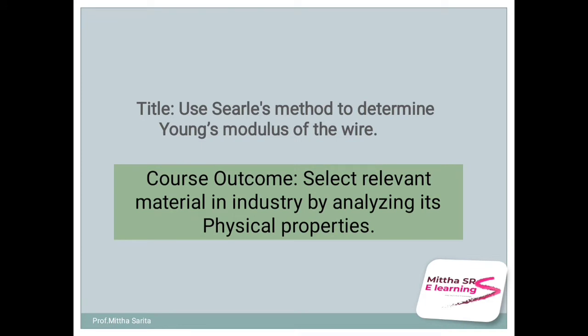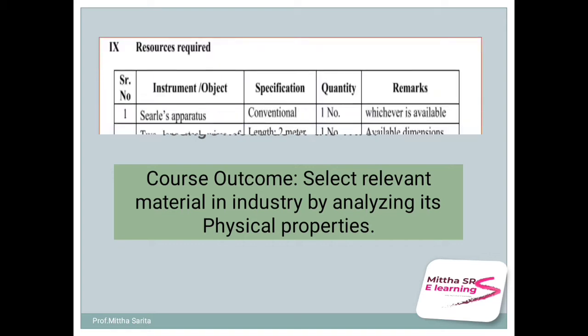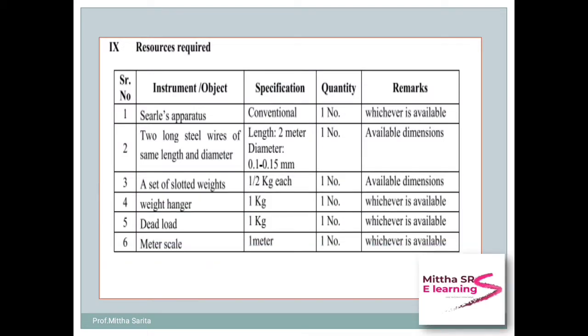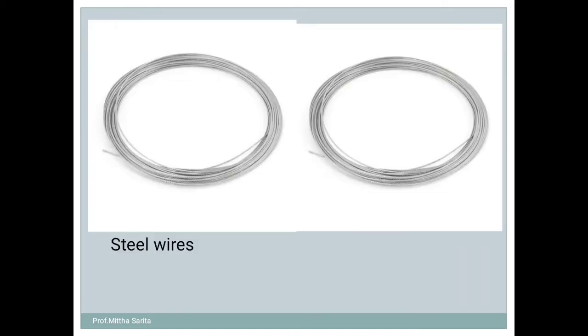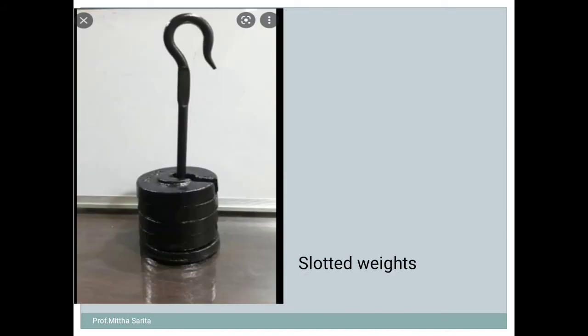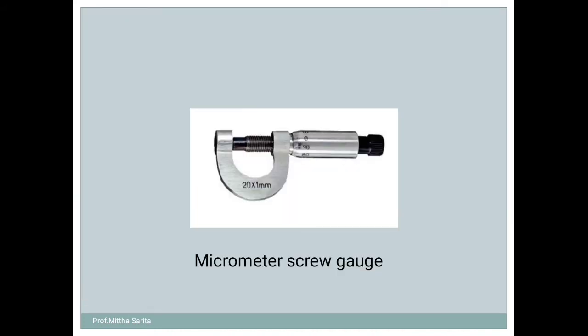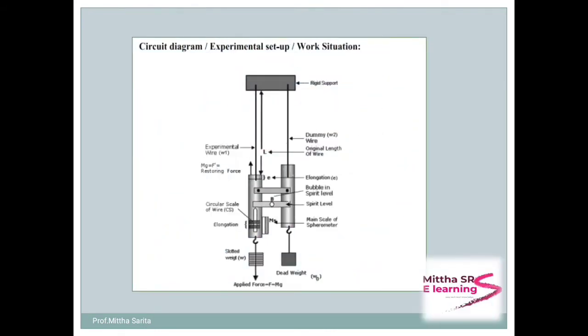The course outcome is select relevant material in industry by analyzing its physical properties. Resources required are Searle's apparatus, two long steel wires of same length and diameter, a set of slotted weights, weight hanger, dead load, and meter scale. Experimental setup is as shown in the diagram.